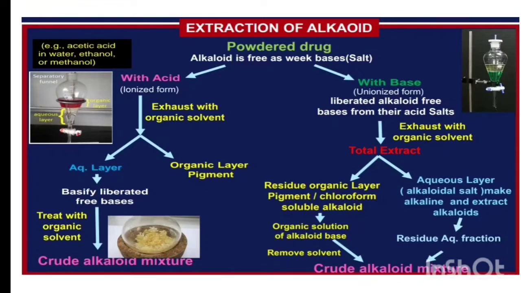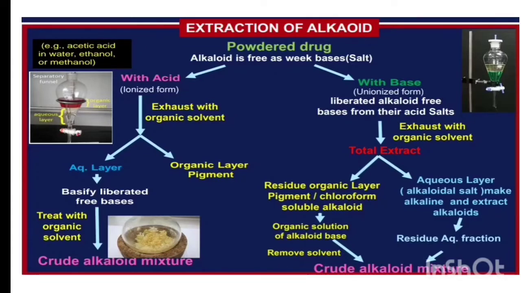Extraction of alkaloid from powder drug. Alkaloid is free as weak basic salt. The powder drug is extracted in two ways: with acid, exhausted with organic solvent, into an aqueous layer and an organic layer containing pigment. The aqueous layer basically liberates free bases and is treated with organic solvent, then a crude alkaloid mixture is formed, as well as the organic layer pigment.